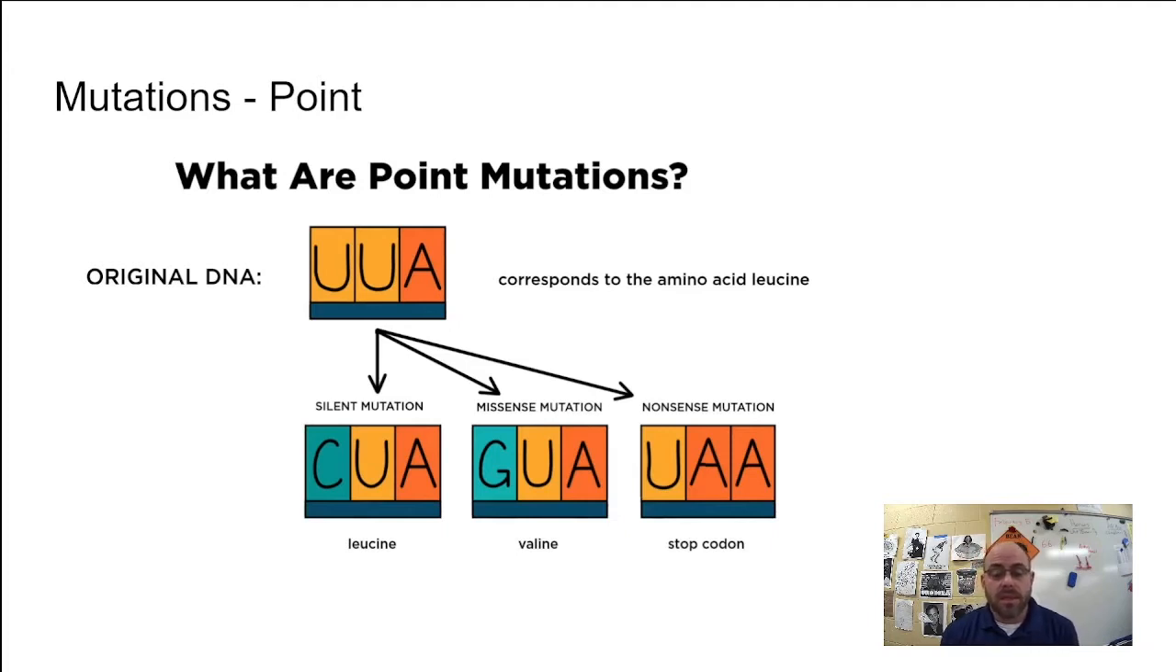And then lastly is a nonsense mutation. A nonsense mutation causes an early stop codon. UUA codes for leucine, but UAA codes for a stop codon. So the protein stops. It's supposed to have 10,000 amino acids. Instead, it only has 7. That's going to cause an issue in the function of that protein. And so these are three point mutations. A single base has been changed, three different outcomes.